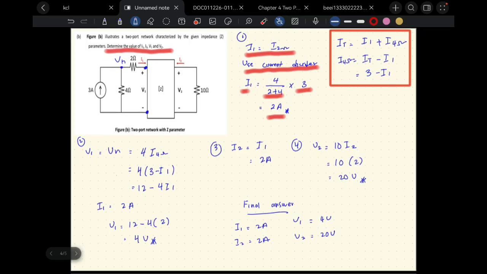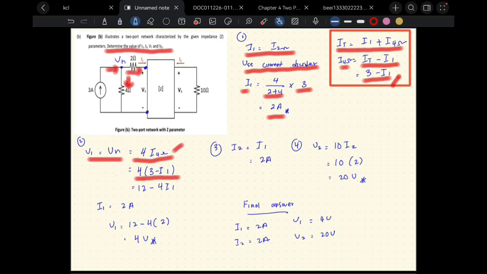Number 2 is for V1. As we know from the circuit, V1 is equal to Vn, and Vn here is equal to 4 times I4 ohm. For I4 ohm, from the circuit we know that IT is equal to I1 plus I4 ohm, and I4 ohm will be IT minus I1. So I4 ohm will be 3 minus I1. We put this in the formula, so it will be 4 times 3 minus I1, and V1 will be 12 minus 4 I1. To find the value of V1, as we know I1 is equal to 2 A, V1 will be 12 minus 4 times 2, which is 4 volt.